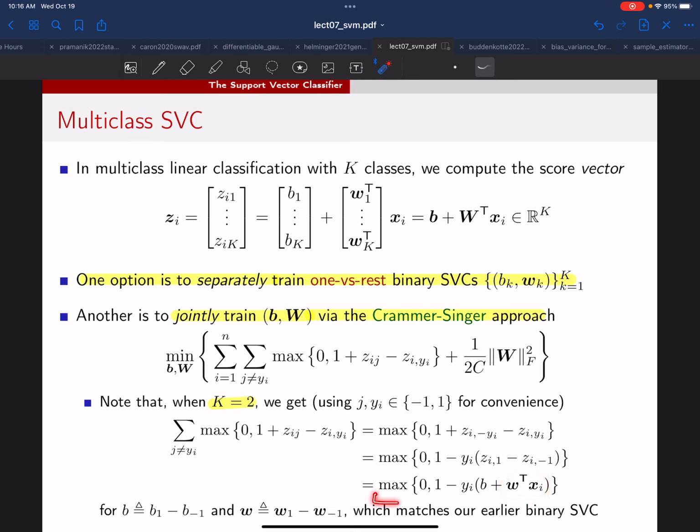And finally, when we look at this expression, this is exactly the expression that we would get for the case of our earlier binary SVC. Right? This whole thing basically had this form. Okay, so basically at the end of the day, what we see here is that yes, when k equals 2, there's a direct equivalence between what this is doing and what our binary SVC earlier is doing. But of course, the advantage to this approach is that it works for k greater than 2 as well.